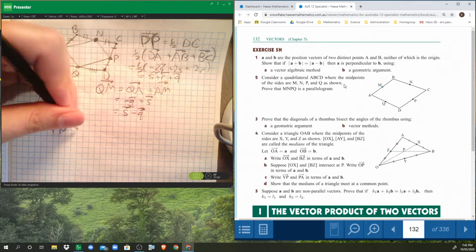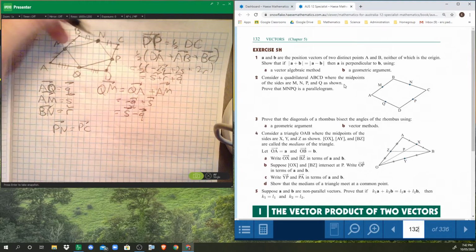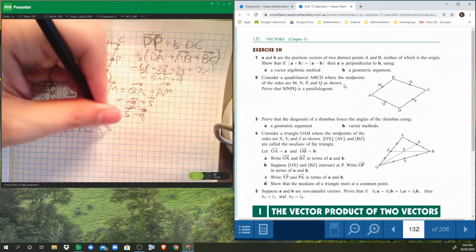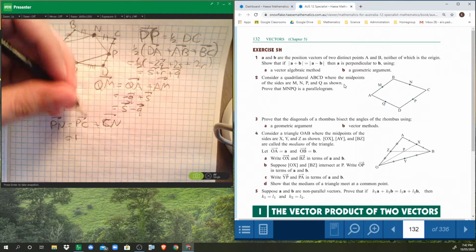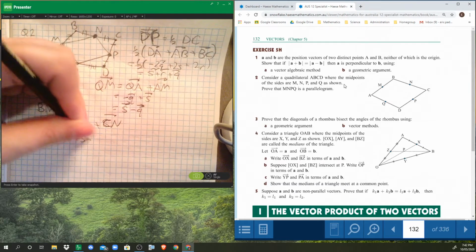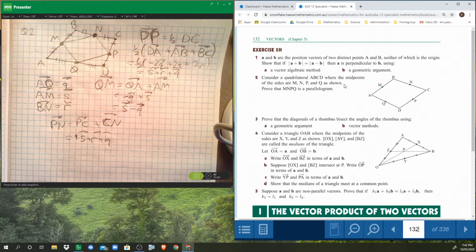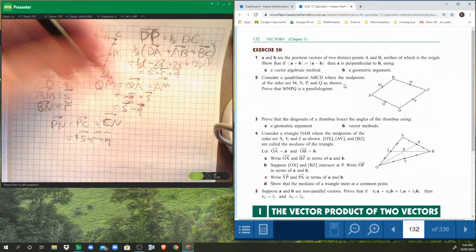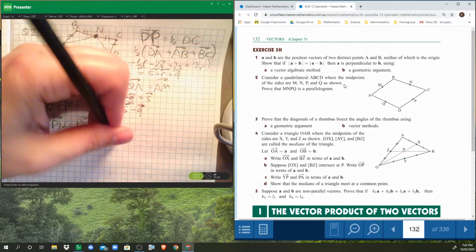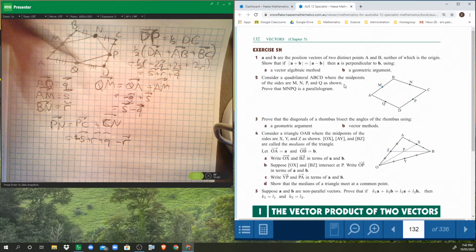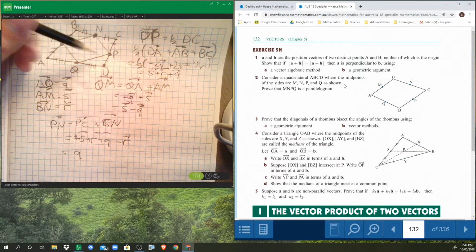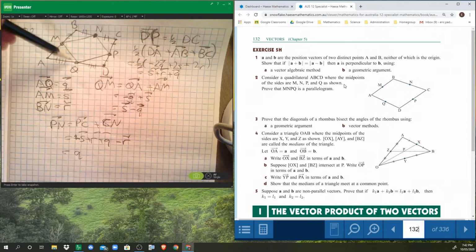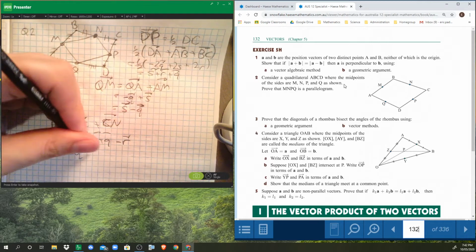PN is PC plus CN. PC is the same as DP, which is what I just wrote there: S plus R plus Q. And CN is minus BN, and BN's R, so minus R. So this ends up being Q. I've actually got the opposite direction. How did that end up happening? Q minus S instead of S minus Q.